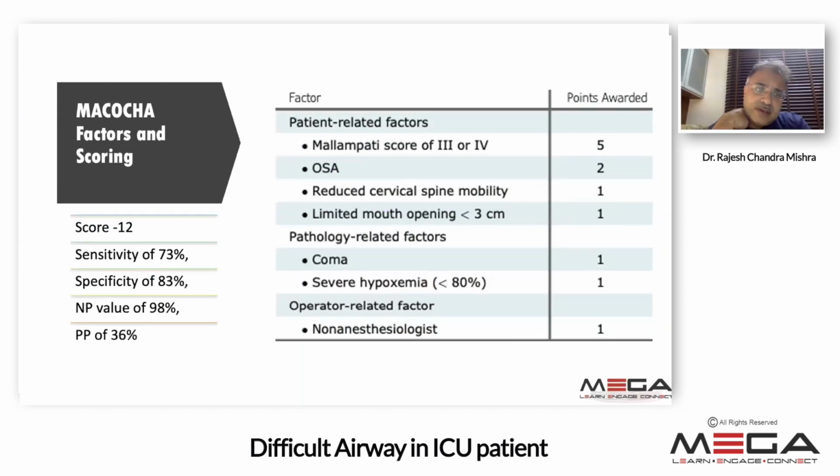One score, the MACOCHA score, has very good predictive value, with a negative predictive value of 98% but a positive predictive value of 36%. It means if you have a high score, there is a likely chance that he will have a difficult airway. But if the score is low, it doesn't mean the patient will not have a difficult airway. This is again a complicated scoring system, but it has been verified in ICU patients that a higher score has around 73% sensitivity, 83% specificity, and negative predictive value around 98%. But positive predictive value is not that high because it's very specific.